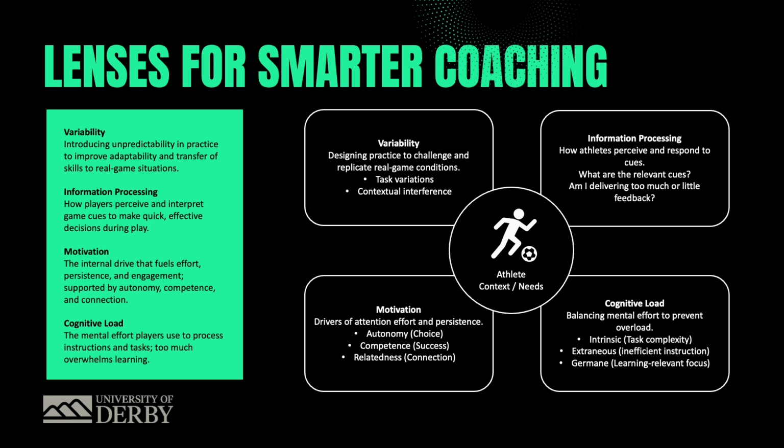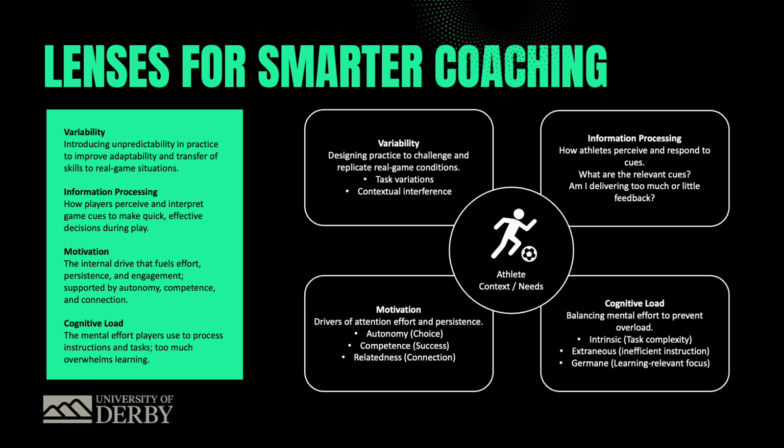So, variability on the top left. The game is unpredictable, but practice often isn't. Too much repetition in the same format doesn't prepare players for chaos. By adding variability, changing space, altering numbers, adjusting rules, we align with Bernstein's repetition without repetition effect. The skill repeats, but always in a slightly different way, building adaptability.